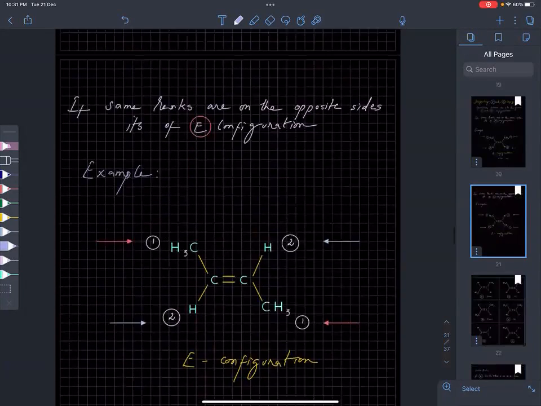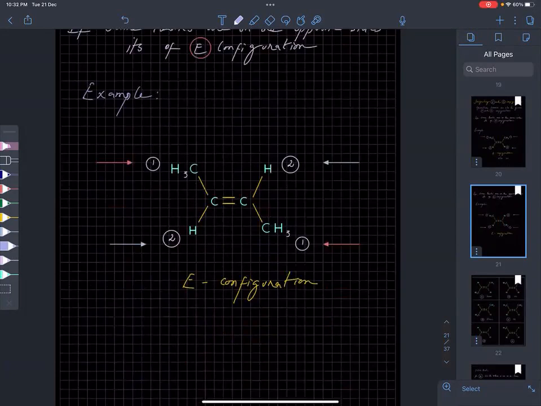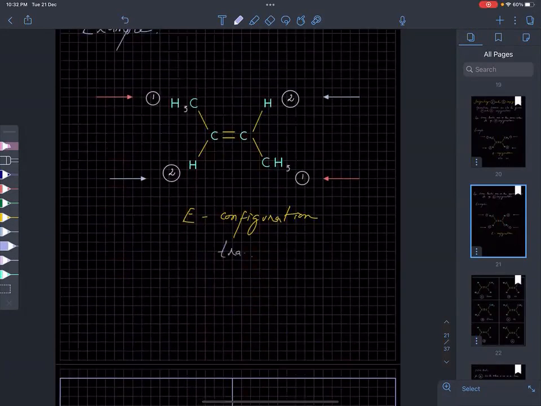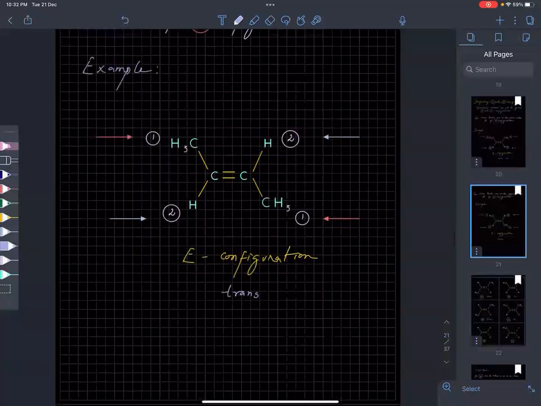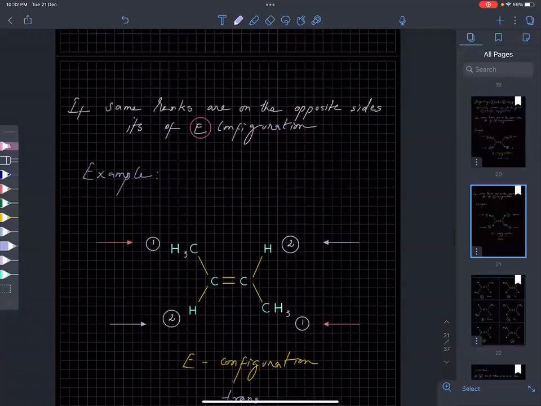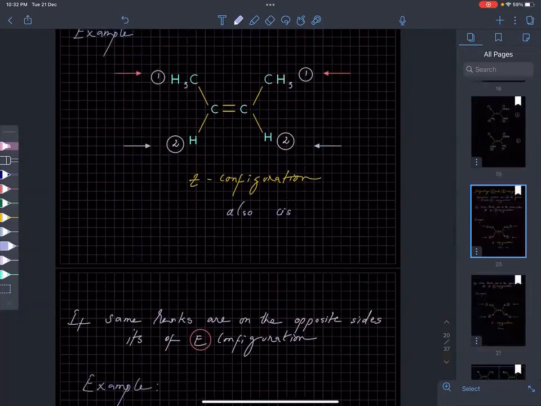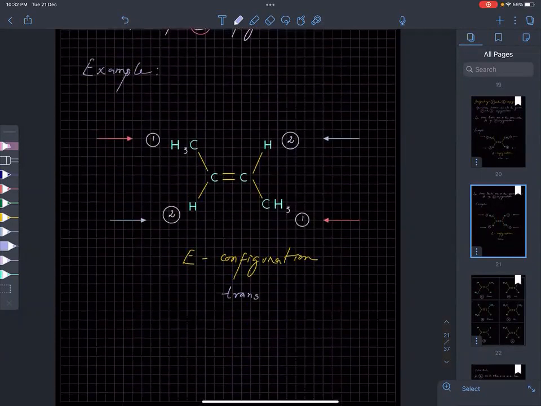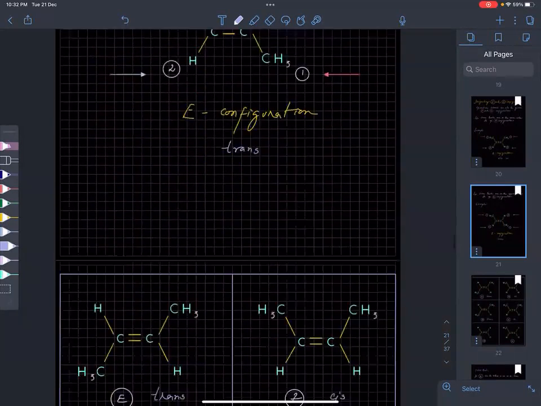So what about this? E. And it is trans. Now can you guess something? Is cis always Z and trans always E? So cis will be Z and trans will be E. Actually, not true. I'll show you.